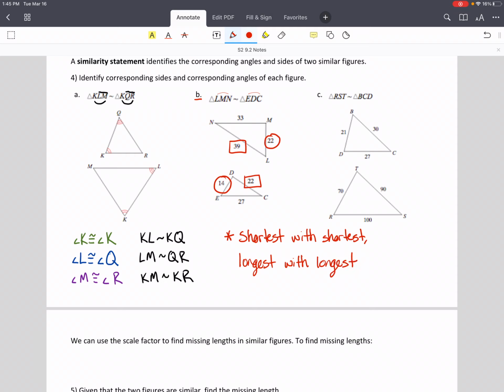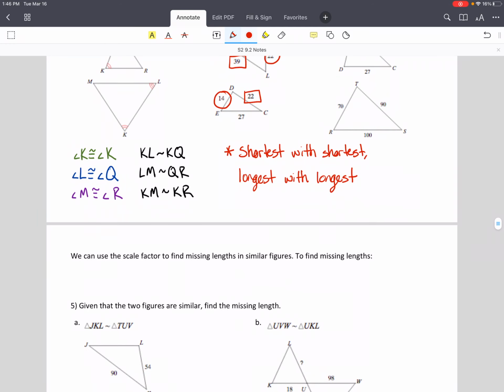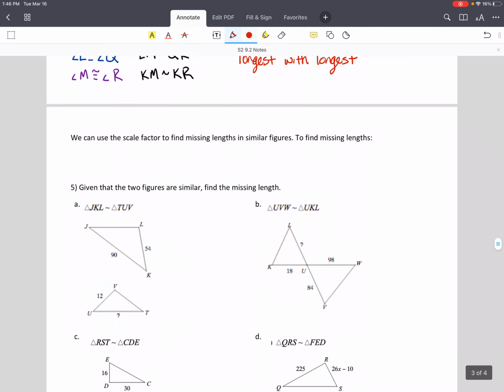Because if I'm just multiplying everything by the same scale factor, if it was the shortest side and everything gets multiplied by the same thing, it still stays the shortest side. And so that's just a way you can also check yourself with all that.